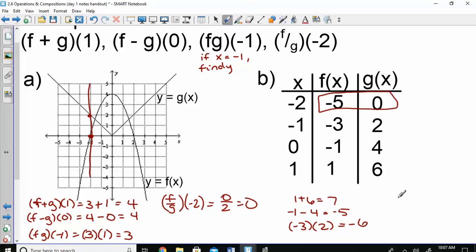The last one, f divided by g of negative 2. So f is negative 5 divided by 0. Can you divide by 0? No, so that one is undefined. Or no solution.